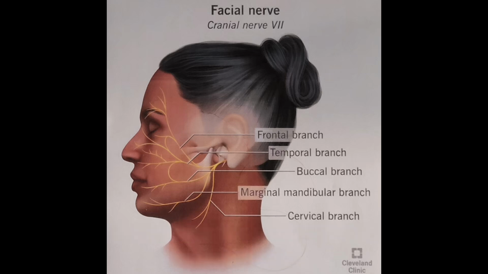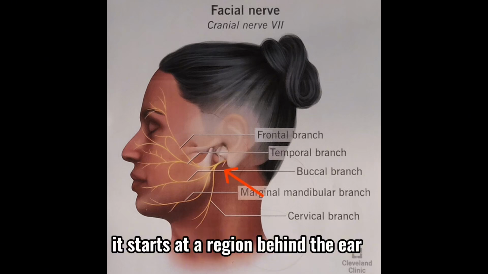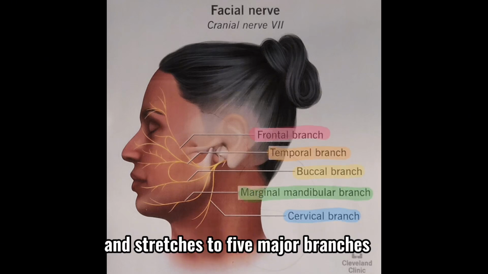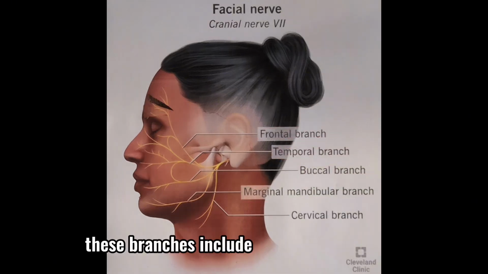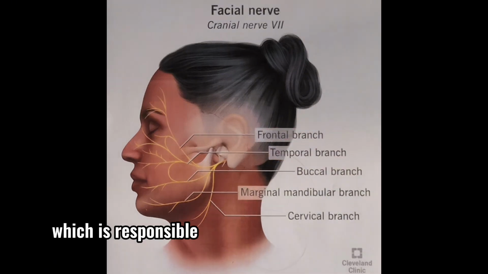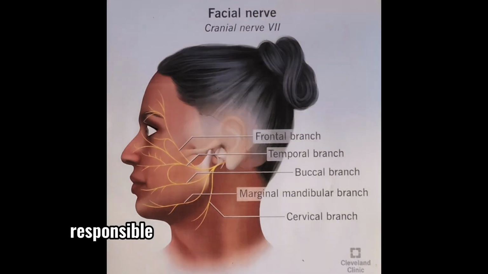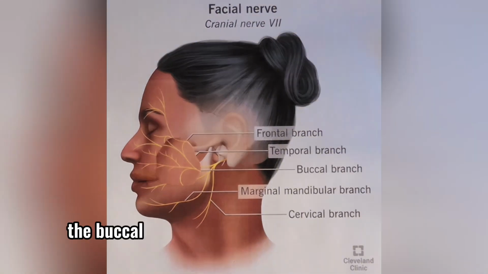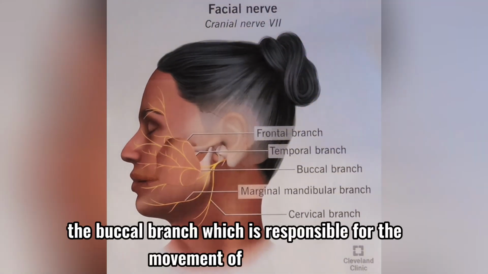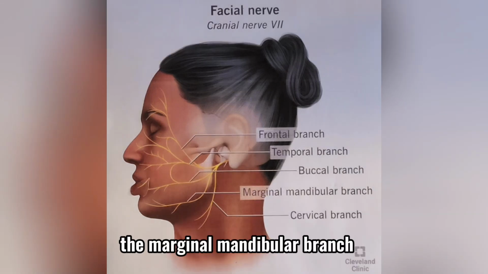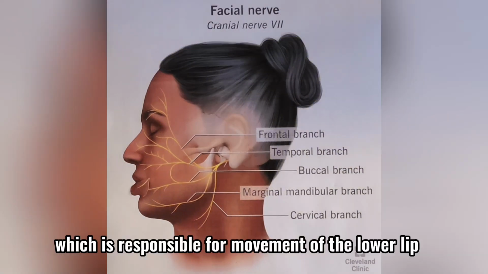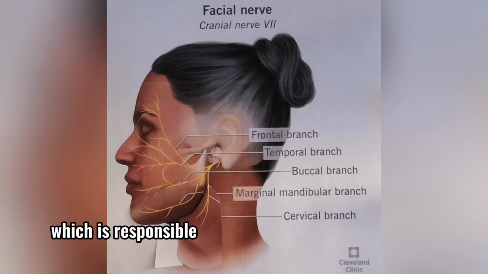the face. It starts at a region behind the ear and stretches to 5 major branches. These branches include the frontal branch, which is responsible for movement of the forehead and eyebrows. The temporal branch, responsible for the movement of the eyes and eyebrows. The buccal branch, which is responsible for the movement of the cheeks. The marginal mandibular branch, which is responsible for movement of the lower lip. The cervical branch, which is responsible for movement of the neck and the chin.